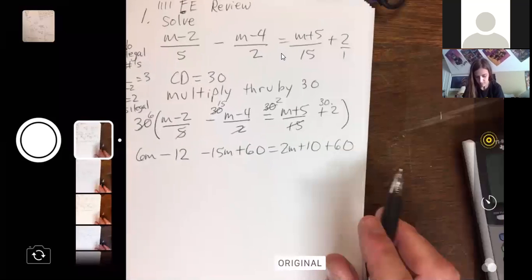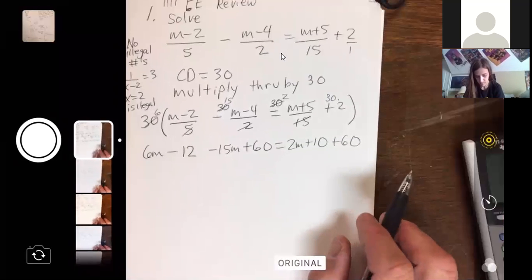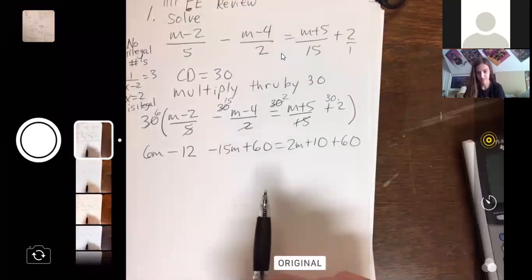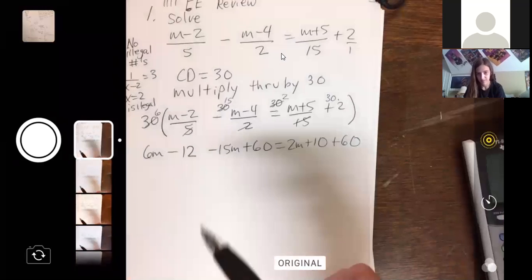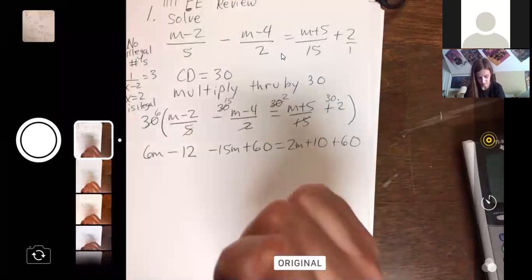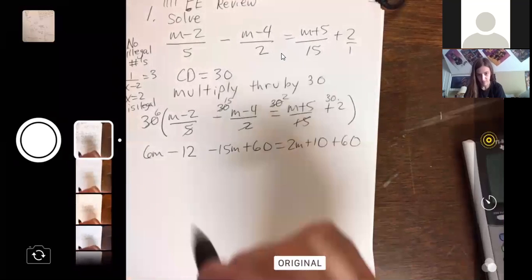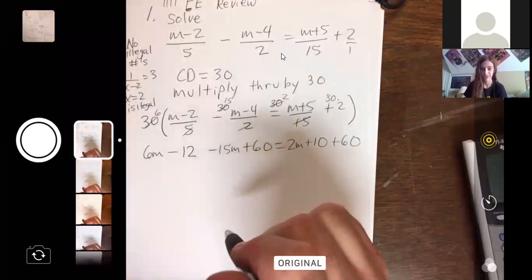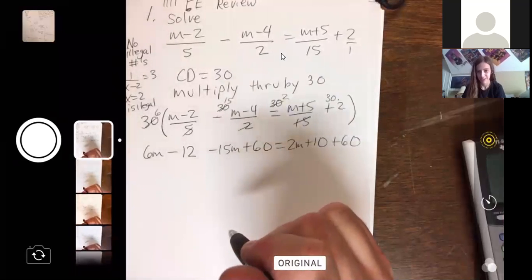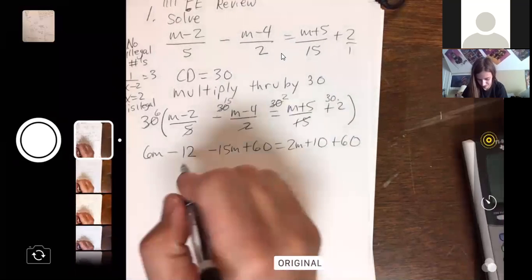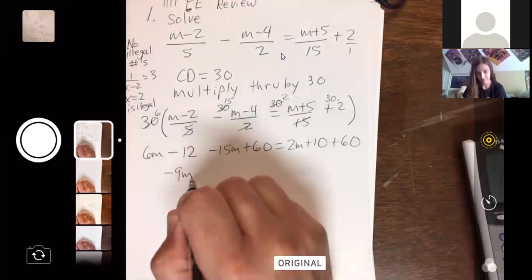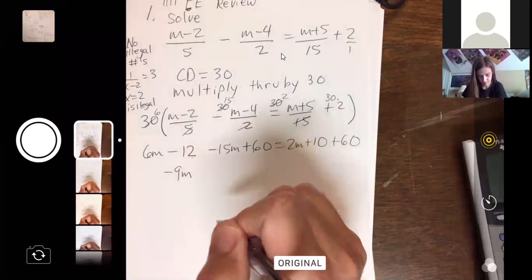The fractions are gone, and now there's no m squared anywhere here, so it's a matter of collecting all the m terms to the left, numbers to the right, and finally dividing by whatever's multiplying m. Any questions getting this far? No, that actually helped a lot. Okay, sure thing. Let's see, 6 minus 15 is negative 9m. Negative 12 plus 60, what do we have, 48.